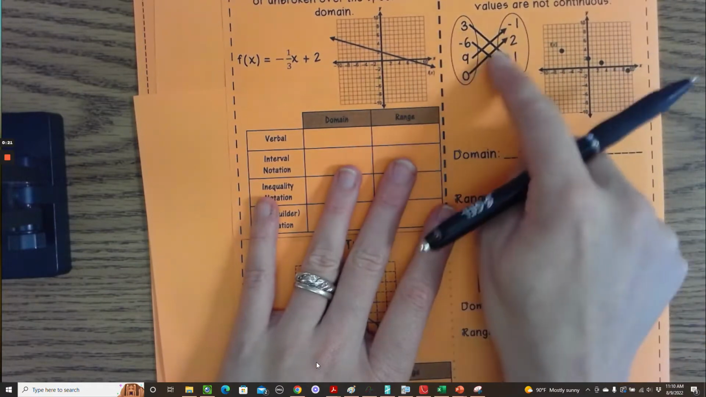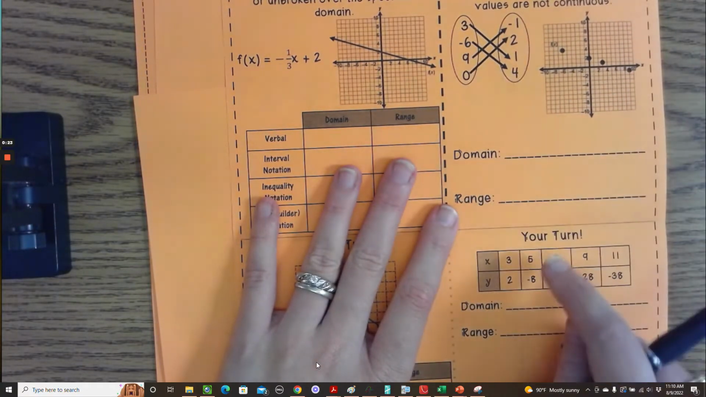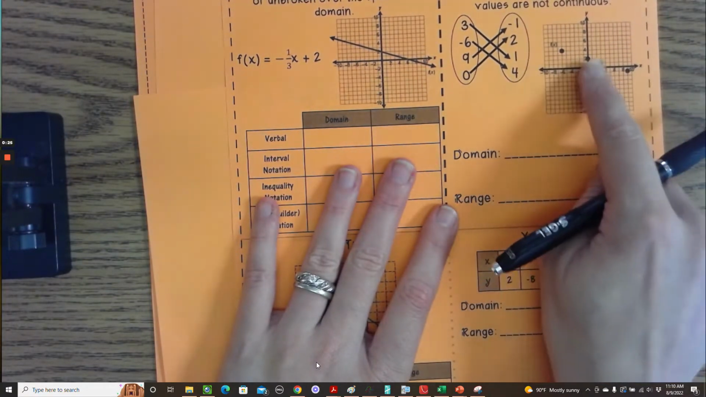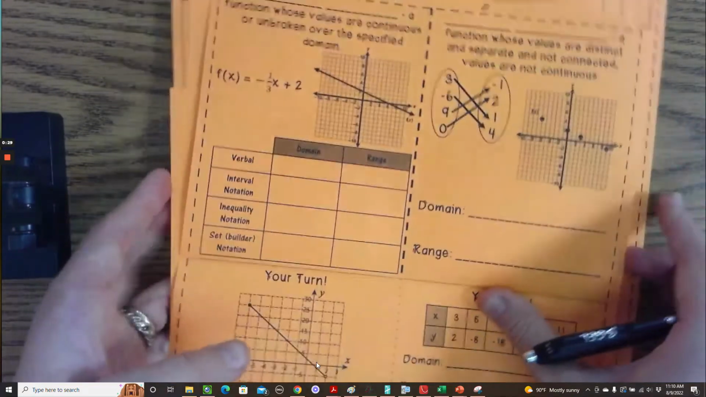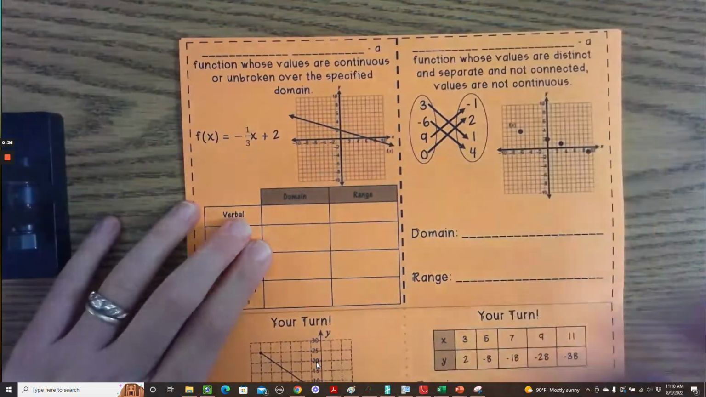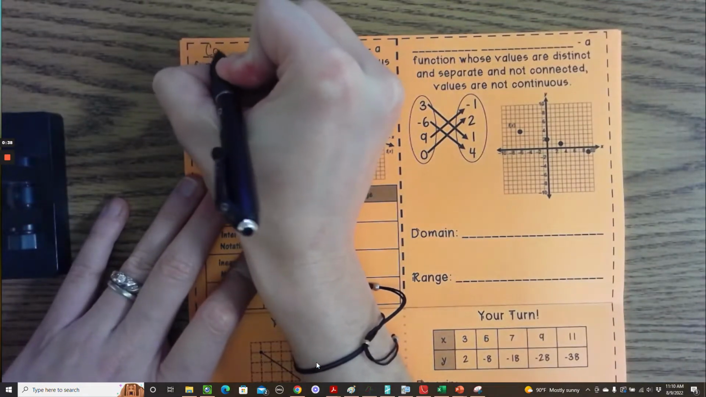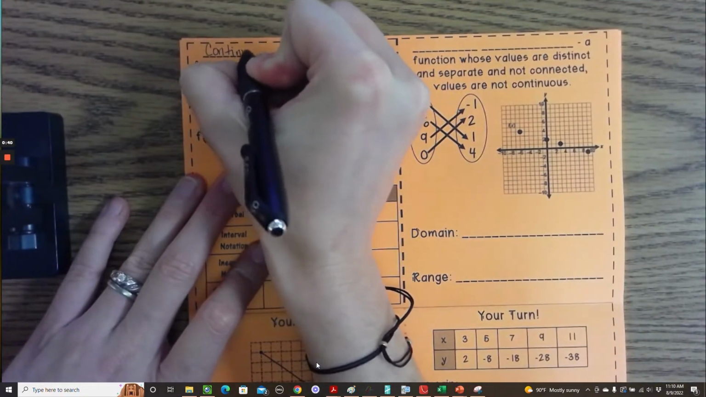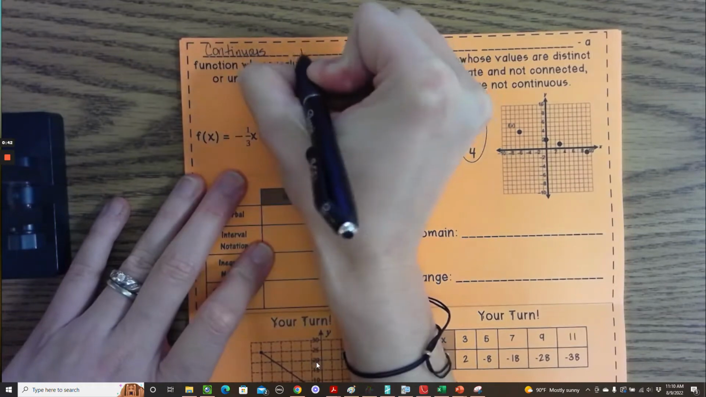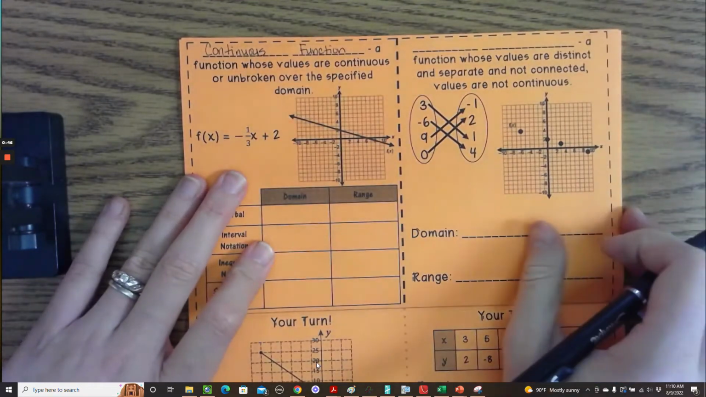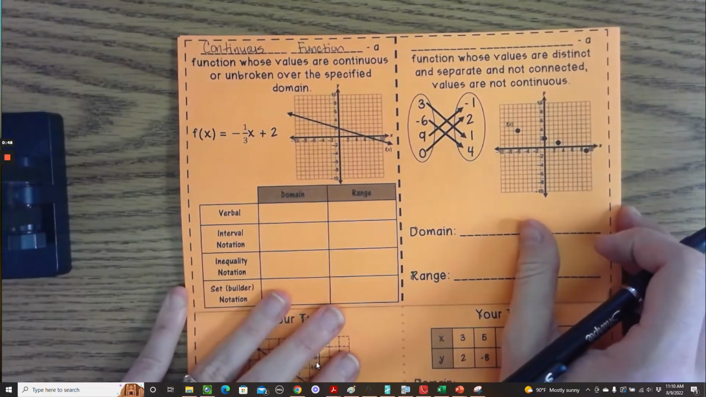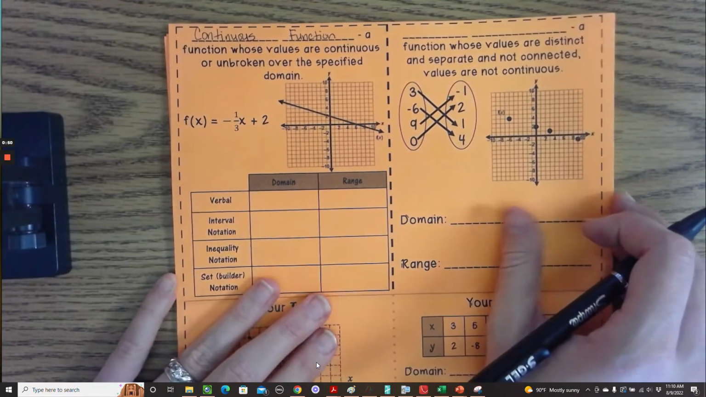Discrete is when we pull data off of a mapping like this or even off of a table, and we're not sure if the data is connected or not. That's a discrete function. Okay. So a continuous function is a function whose values are continuous or unbroken over the specified domain.